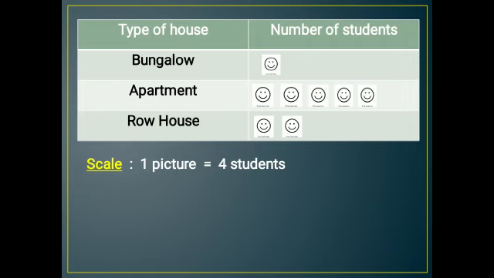So type of house: bungalow, apartment, row house. Number of students: in bungalow 4 students were there, so we have drawn only one smiley. Apartment, how many students? 20 students. So how many smileys will we draw? Yes, 5. Why? 4 fives are 20. Understood? So 5 smileys we have drawn. Then row house. How many students are there in row house? 8. So 4 twos are 8. So we will draw 2 smileys. So in this way we have to do the pictograph.